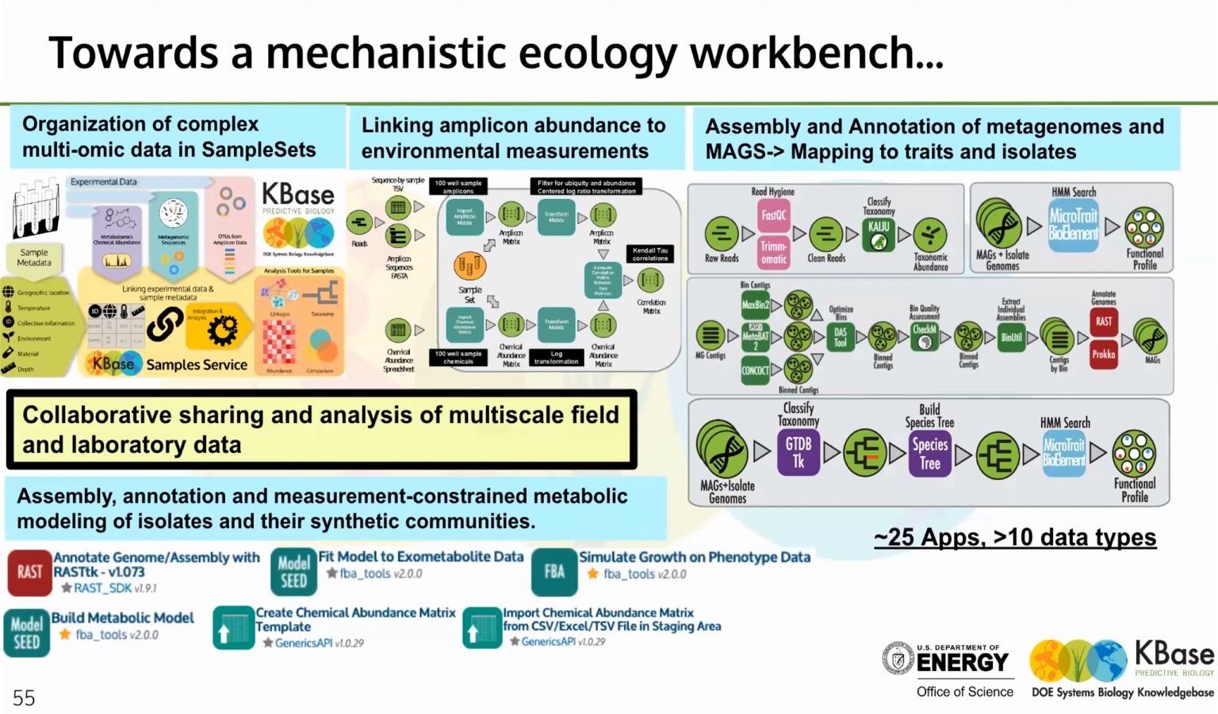So this really is towards a mechanistic ecology workbench. It allows us to organize complex multi-omic samples, link amplicon abundance to numerical measurements, combine these with the assembly and annotation of metagenomes and the mapping of traits and their functions, and integrate that with laboratory data on isolates to really come up with a fundamental mechanistic model of what we think is happening in the field. It's about 25 apps, around 10 data types, and now instantly accessible to everyone on our team. And we publish it using static narratives, instantly accessible to all of you. And I think that is immensely powerful. You can check our work, you can have our data, you can change the parameters, you can call us into question, and that's what science is about.